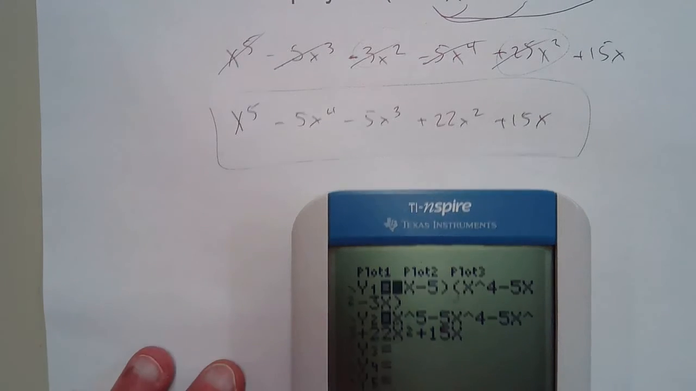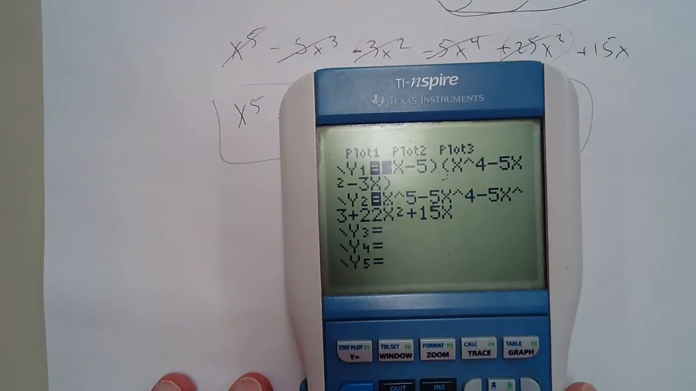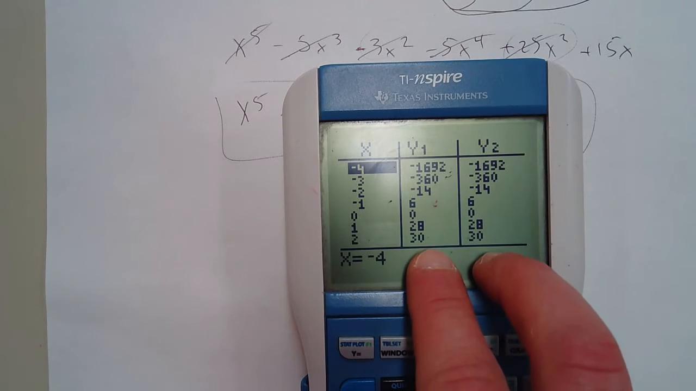You got to be careful typing it in. If you're using the calculator, I usually don't really use the graph, because it's hard to tell if it overlaps or not. On the calculator, I'll use the table. And I'll just check the tables are identical. In our case, they are.